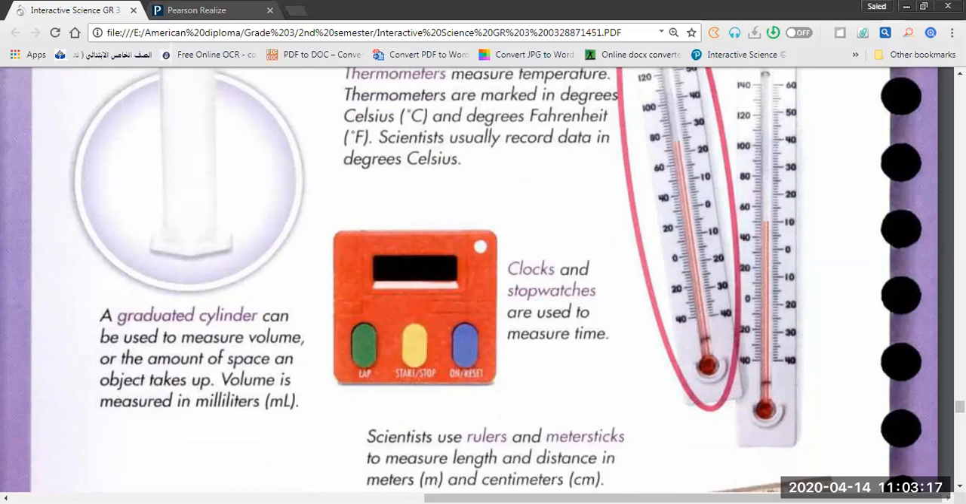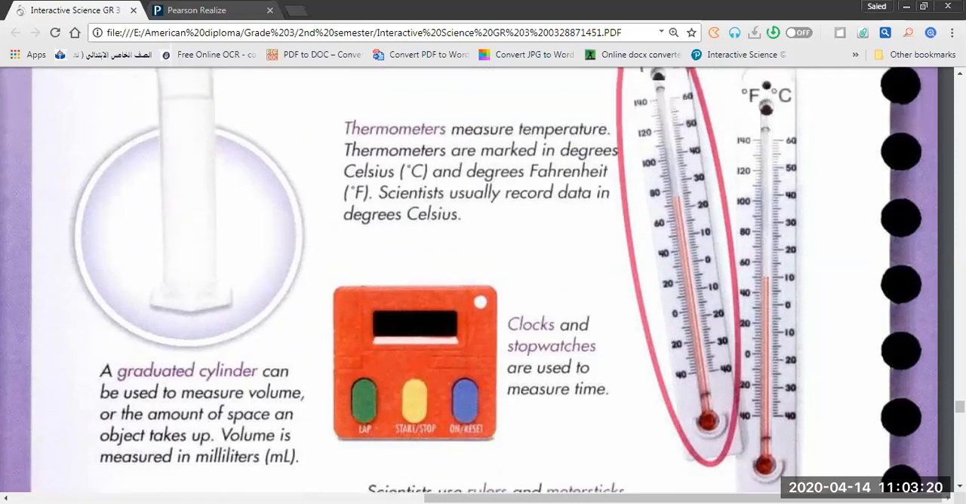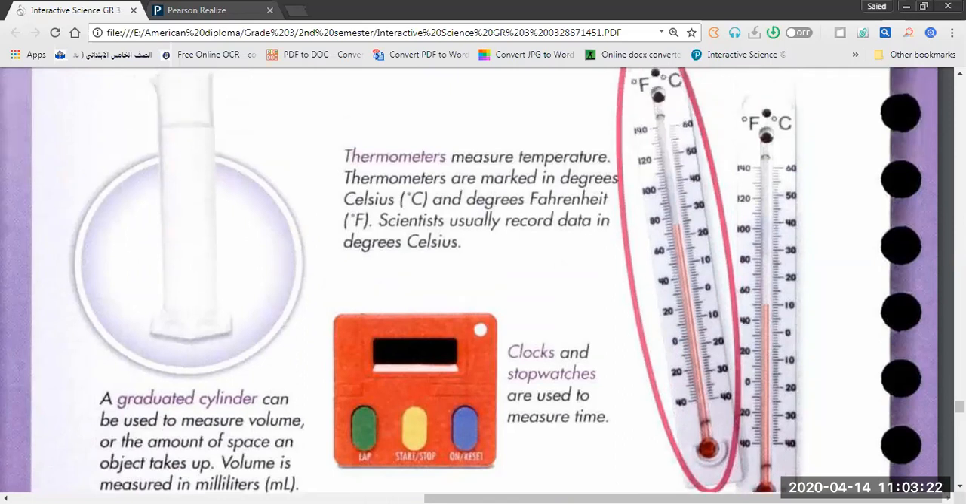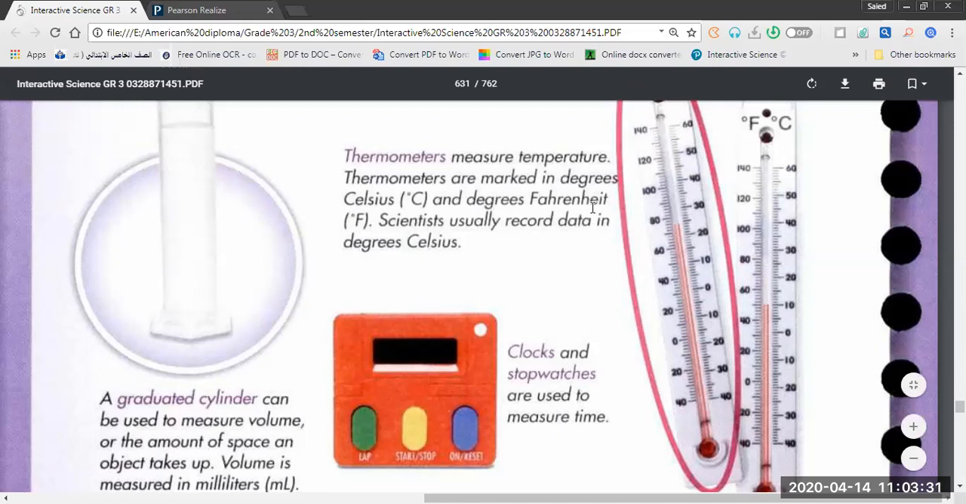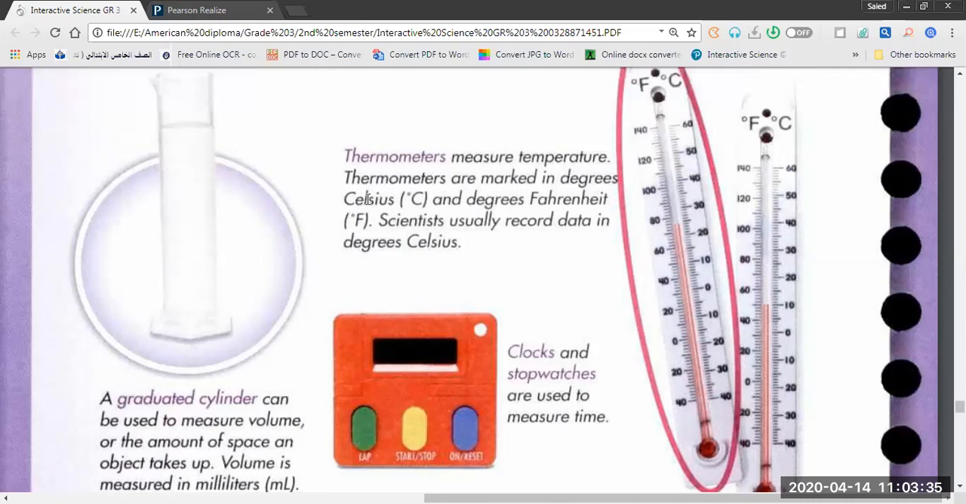The second one here, thermometer. Thermometer measures what? Measuring temperature. And all thermometers are marked in degrees, like in front of you here. But we have two graduations. One of them is called Celsius and one of them is called Fahrenheit. Scientists usually record data in degrees Celsius. Most of the time, scientists depend on the Celsius degree.